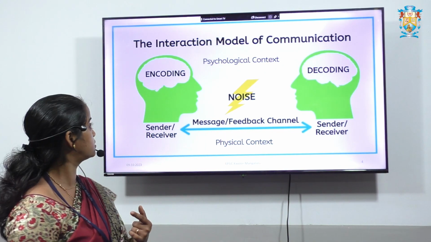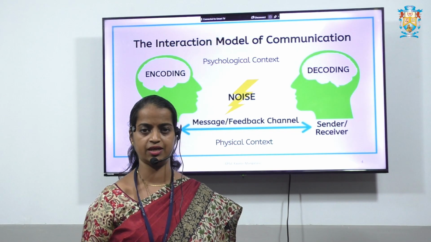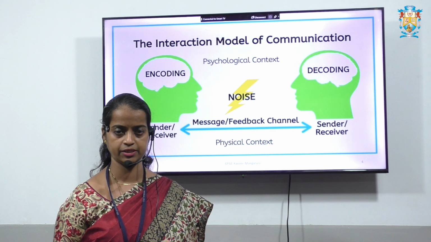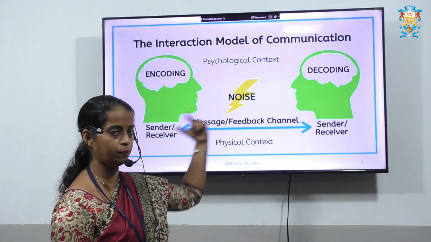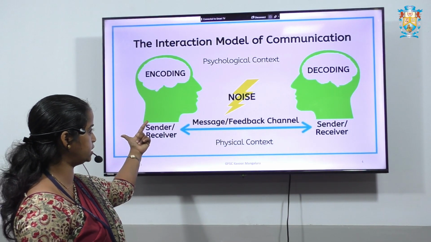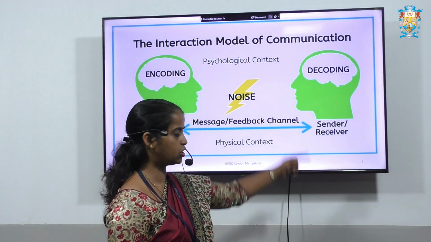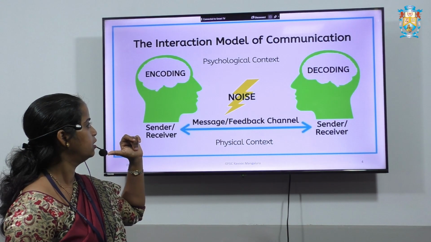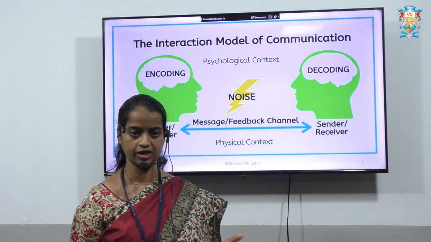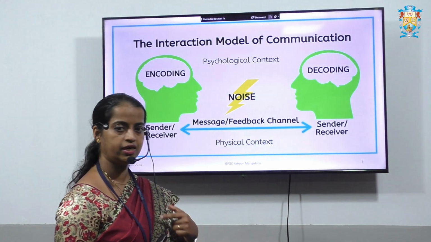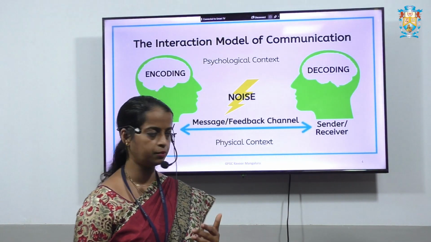Here we can find the next slide, the interaction model of communication. Whenever a person sends or passes a message, it is called encoding the message. We can find there are 2 brains. The person who is sending the message is the encoder, and the person who receives the message is called the decoder. So there is a difference between encoding and decoding of a message. A person is finding from different sources and references, encoding the message, and the person who receives it is decoding the message.